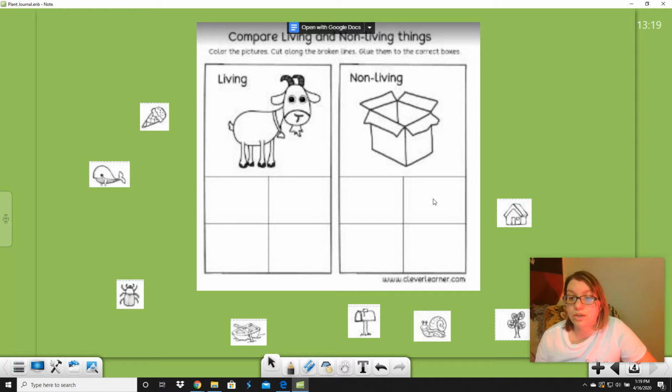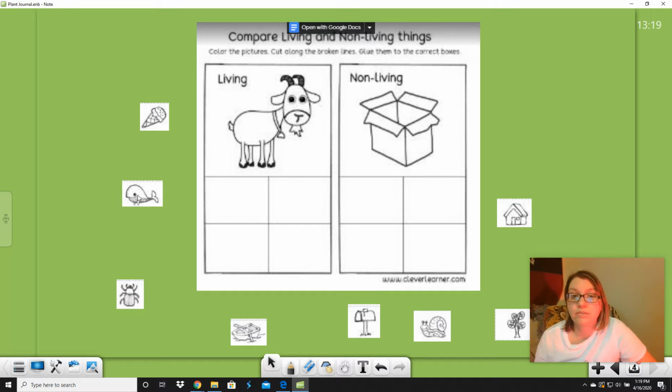We're going to do a few together real quick, okay? So let's think about it. Actually, before we do it, let's go over all of the pictures so you know what they are, okay? Ice cream cone. Point to your ice cream cone. Whale. Bug. Boat. Mailbox. Snail. Tree. And house. And we're going to do a few of these together, okay?